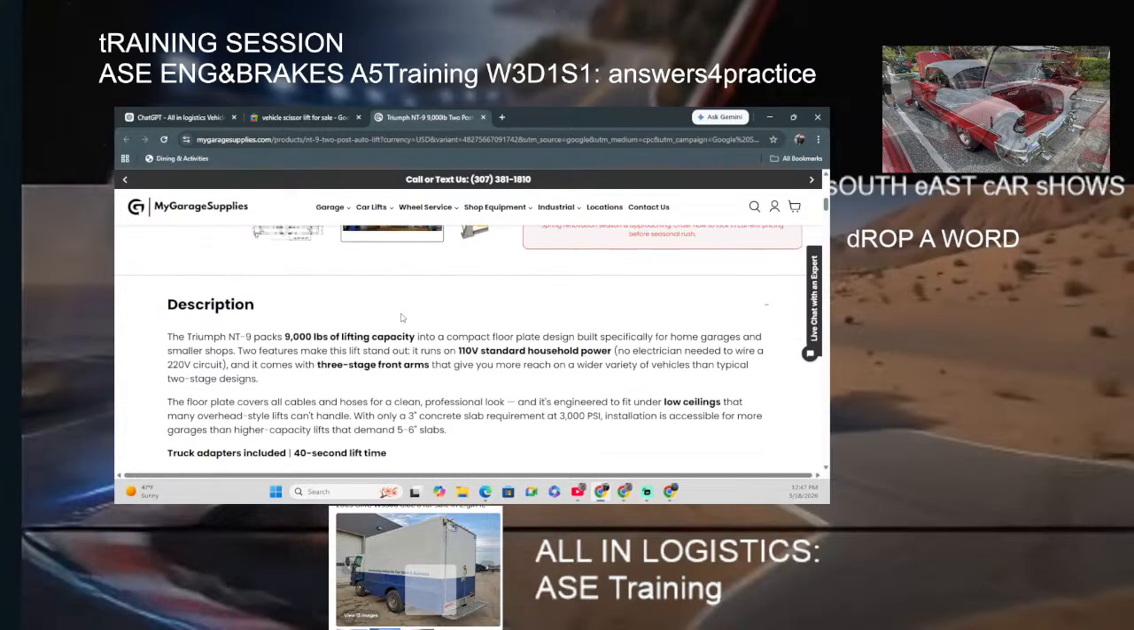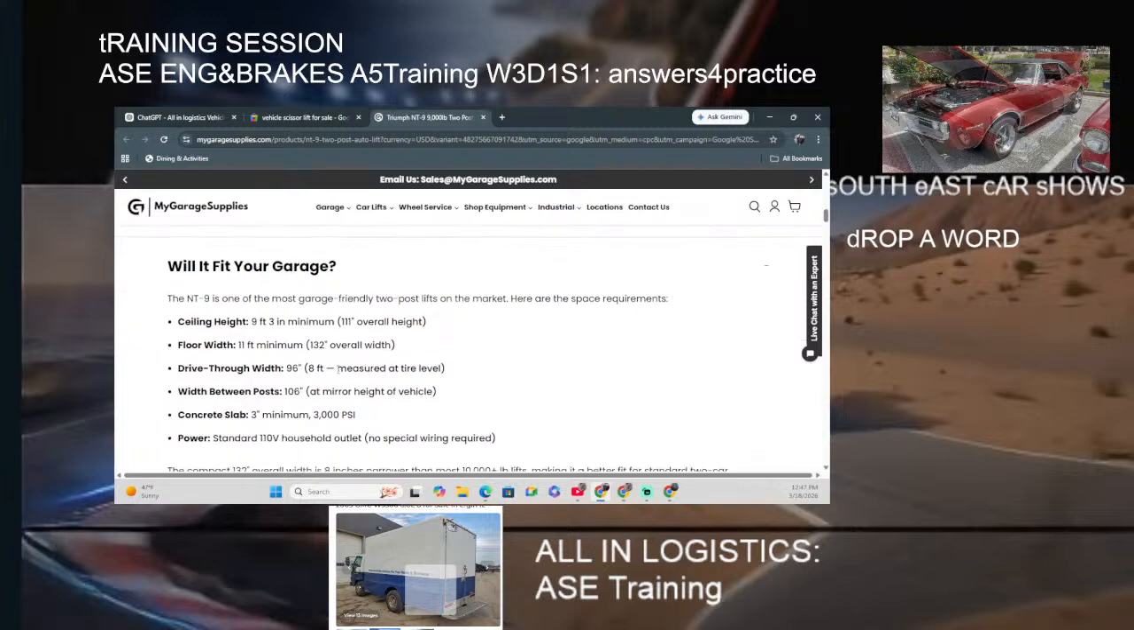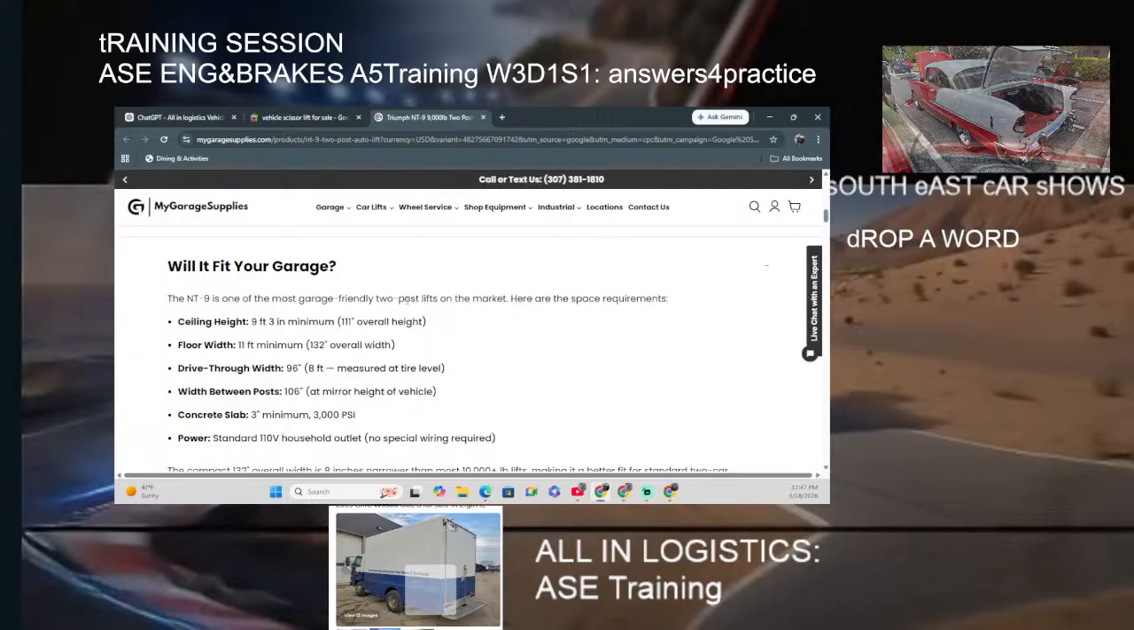That's just regular old shop one right there. $2,000. Ceiling height 9 feet 3 inches minimum. 111 inches overall height. Floor width 11 feet minimum.